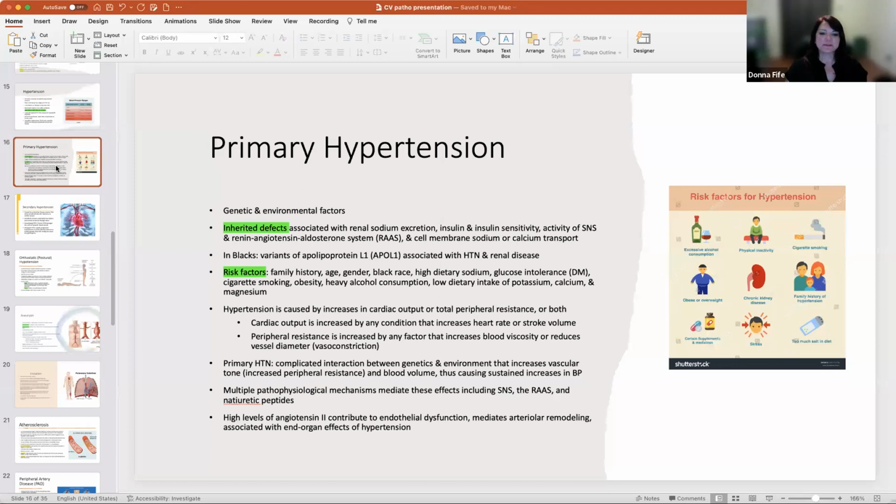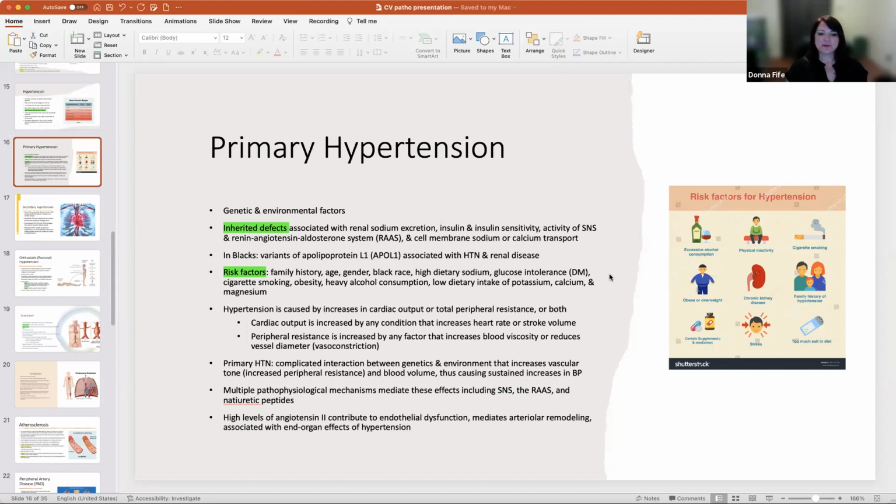Risk factors for hypertension listed here: family history, age, gender, race, high dietary sodium intake, glucose intolerance or diabetes, cigarette smoking, obesity, heavy alcohol consumption, low dietary intake of potassium, calcium, or magnesium. And here on this chart are some risk factors listed as well.